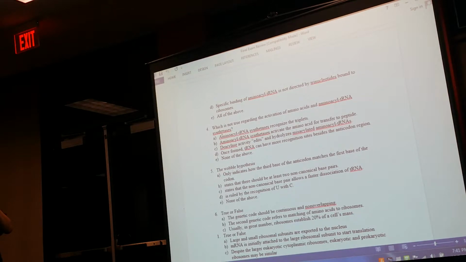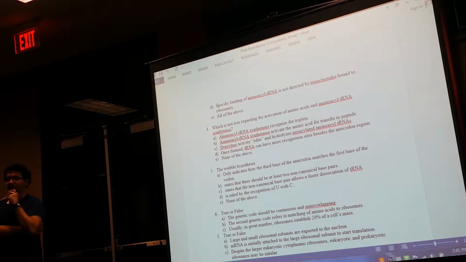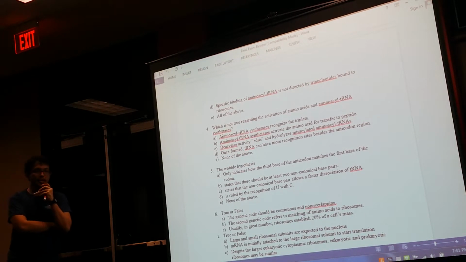Wobble hypothesis states that there should be at least two non-canonical base pairs. Is that correct? False. Remember, there needs to be two canonical base pairs, which are the first two, and the last one, the wobble position, is a non-canonical base pair. So B is false.